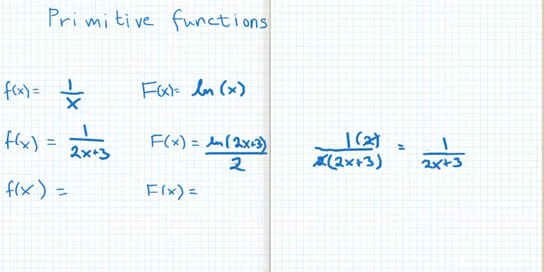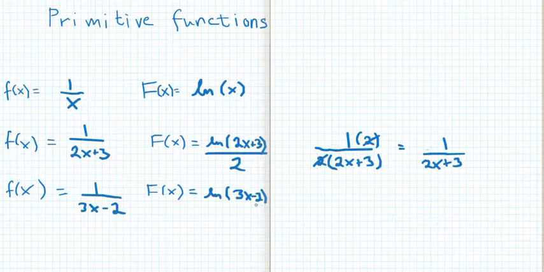Okay, so let's try one more: 1 over 3x minus 2. Well, we know that it's going to be ln of that expression, ln of 3x minus 2, and then divided by, what is the derivative of this? What is the derivative of 3x minus 2? The derivative is going to be 3, so divided by 3.